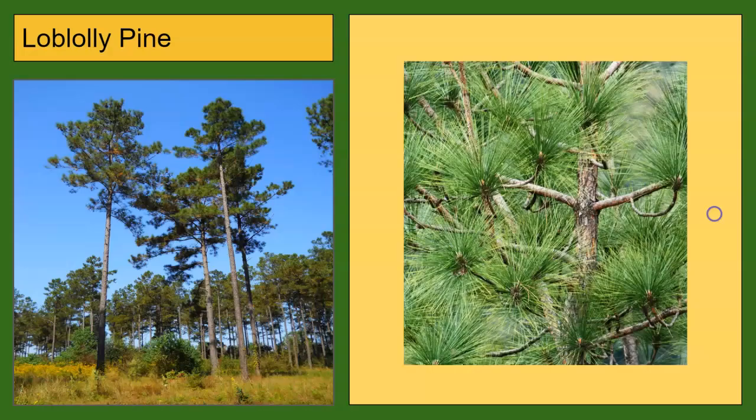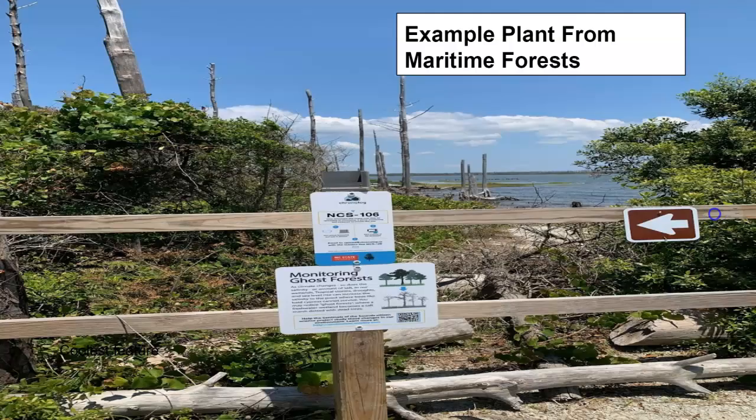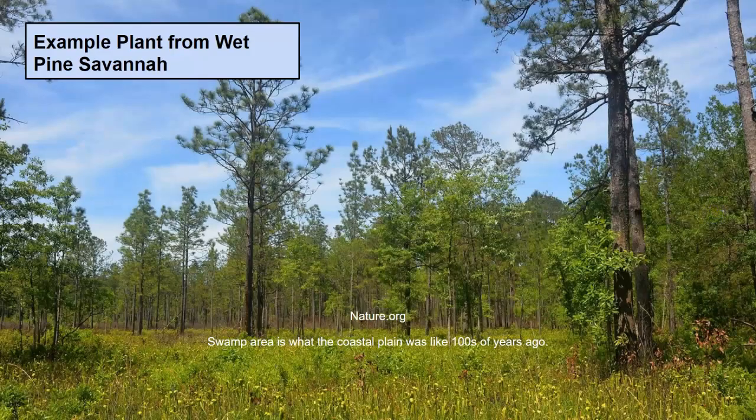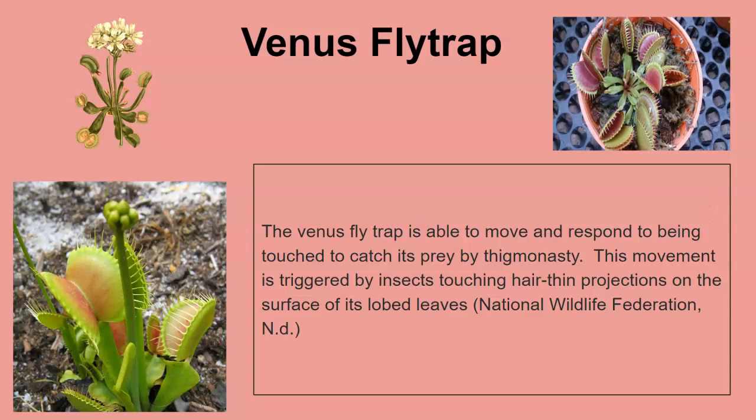An example from a pocosin is the loblolly pine. An example from the maritime forest is the Yaupon holly. An example from the wet pine savanna is the Venus flytrap.